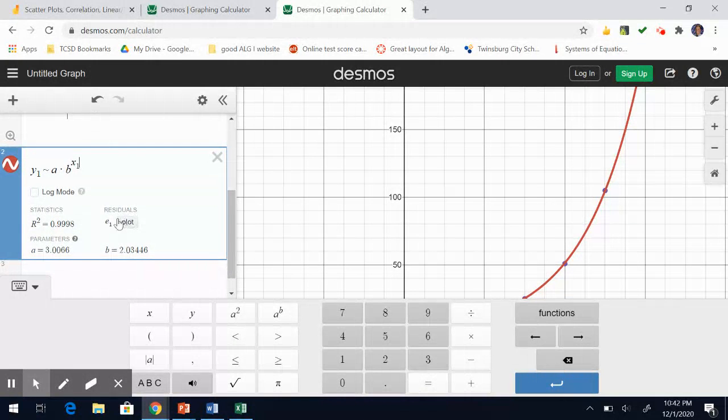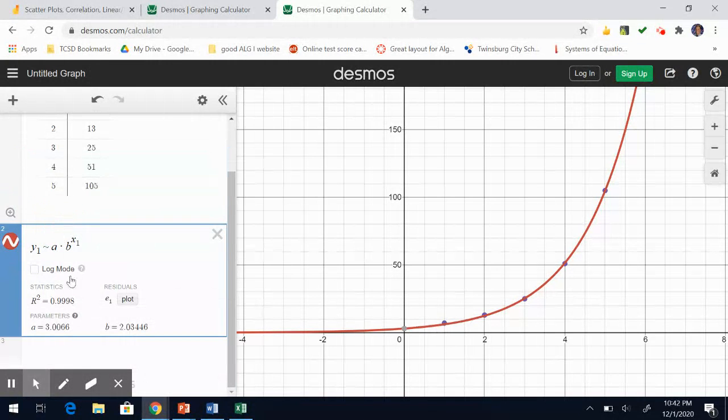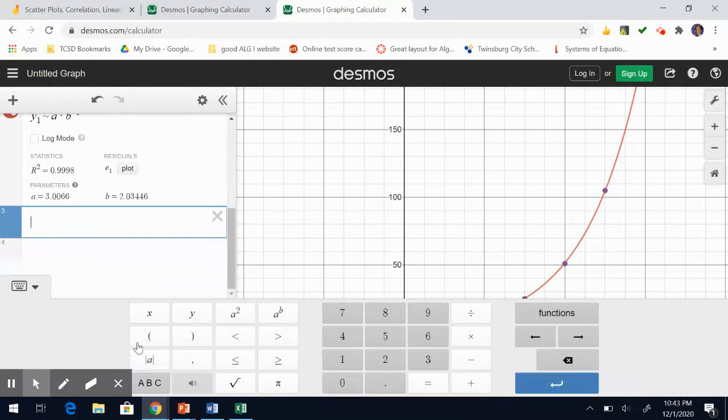And if you look here, holy smokes, it's almost perfect. That R value is 0.9998. So we're what, 2/10,000ths off from being a perfect line of best fit. Well, I guess it's an exponential function. I don't know exactly what they're going to call that. But our A value is 3.0069 and our B value is 2.03. So we would just type that in.